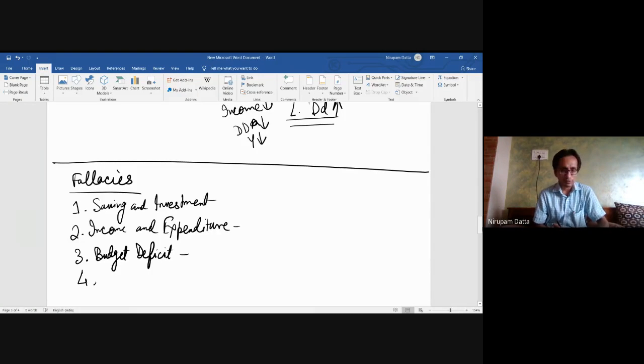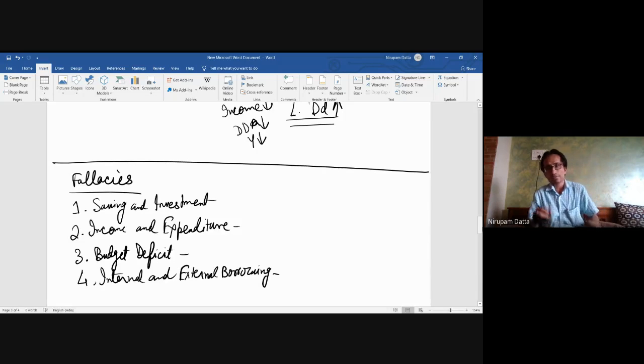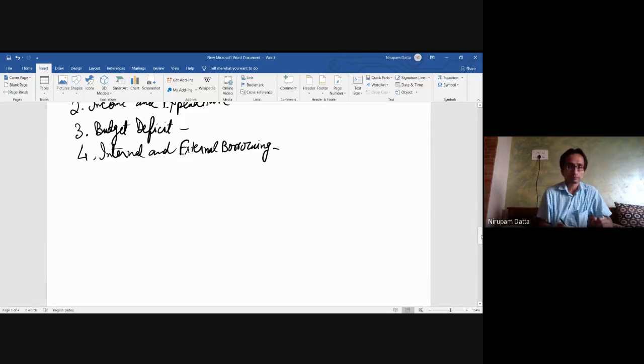Next comes your internal and external borrowing. So in case of internal and external borrowing, as an individual, you can only borrow from inside the country. You cannot borrow money from outside the country. But as an economy, let's say big corporations or the government, can not only borrow from within the economy, they can also borrow from the outside world.